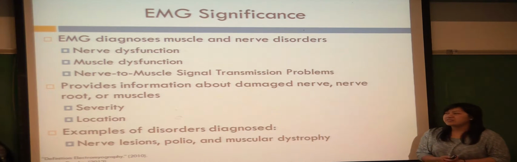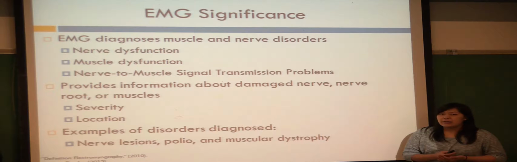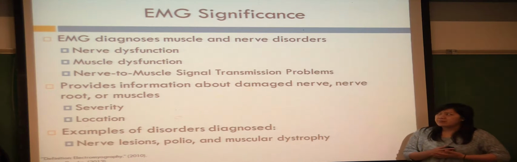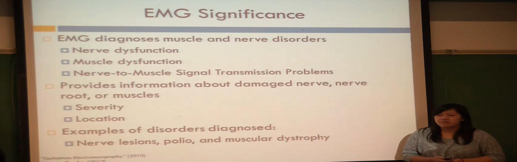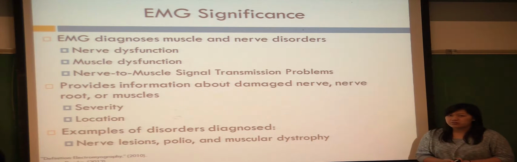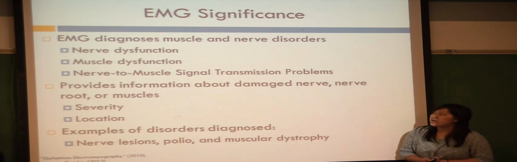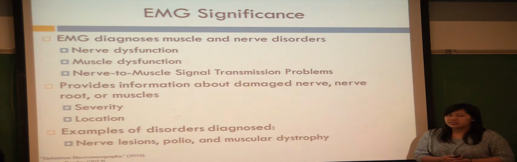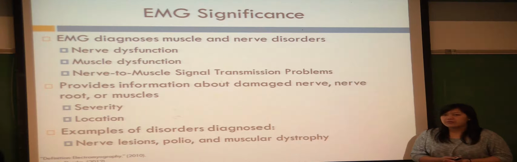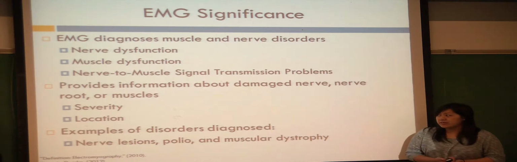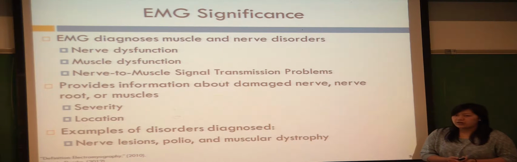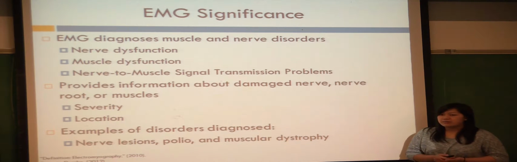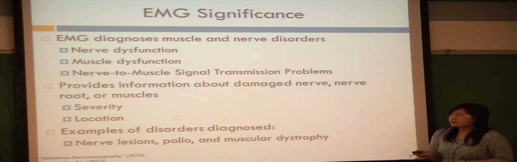So the significance of EMG is that it helps diagnose muscle and nerve disorders. Some types would be nerve dysfunction, muscle dysfunction, and nerve-to-muscle signal transmission problems. Some of the information it can provide about the damaged nerve roots, nerves, and muscles are the location and the severity. And some examples of the disorders diagnosed are nerve lesions, muscular dystrophy, and polio.